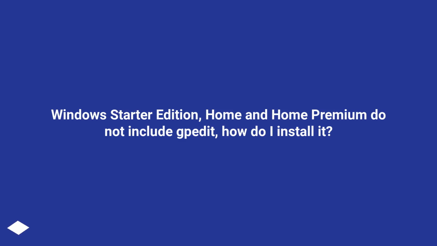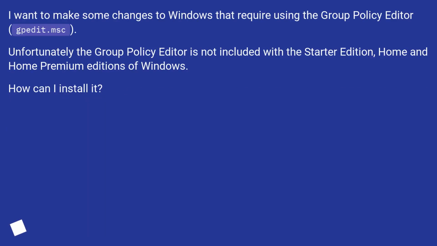Windows Starter Edition, Home and Home Premium do not include gpedit. How do I install it? I want to make some changes to Windows that require using the Group Policy Editor, gpedit.msc. Unfortunately, the Group Policy Editor is not included with the Starter Edition, Home and Home Premium editions of Windows. How can I install it?